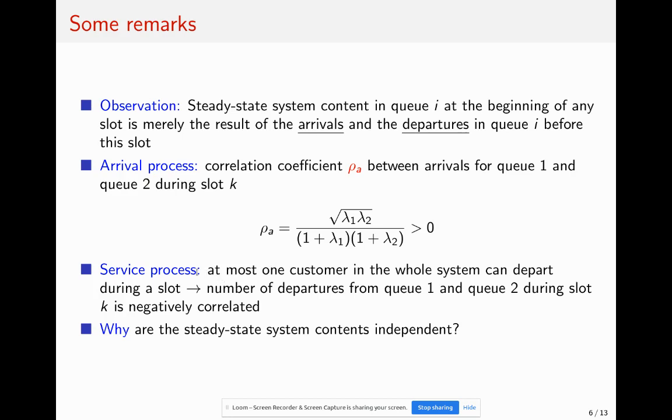And then on the other hand, at the output process, we have that at most one customer in the whole system can depart during a slot. So this implies that the number of departures from Q1 and Q2 during a slot is negatively correlated. So we have here positive correlation, here negative correlation. But why are the steady-state system contents independent? Can we explain this using simple probabilistic reasoning?